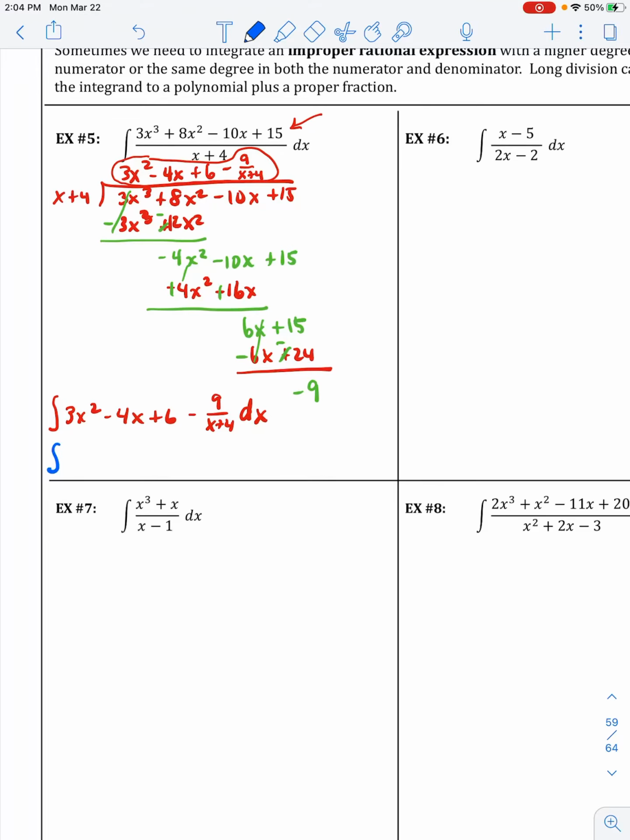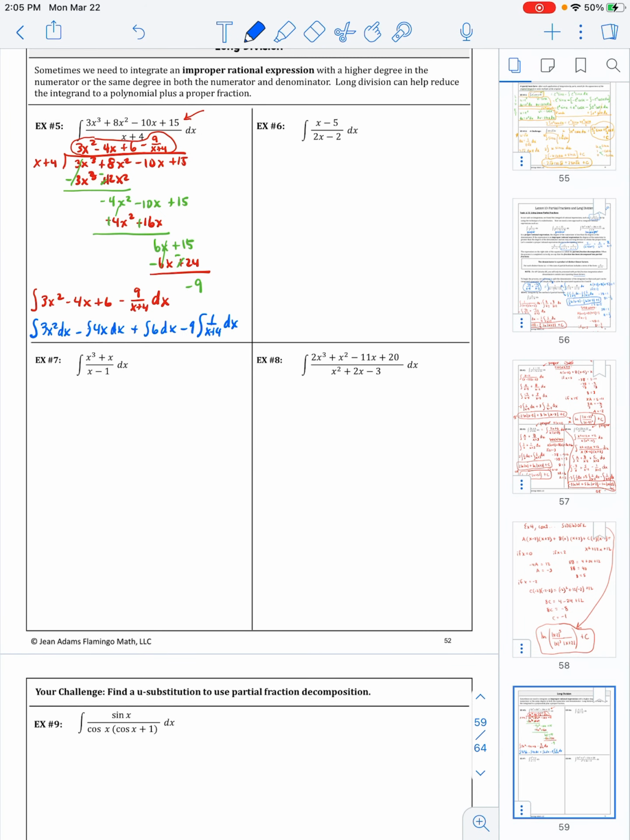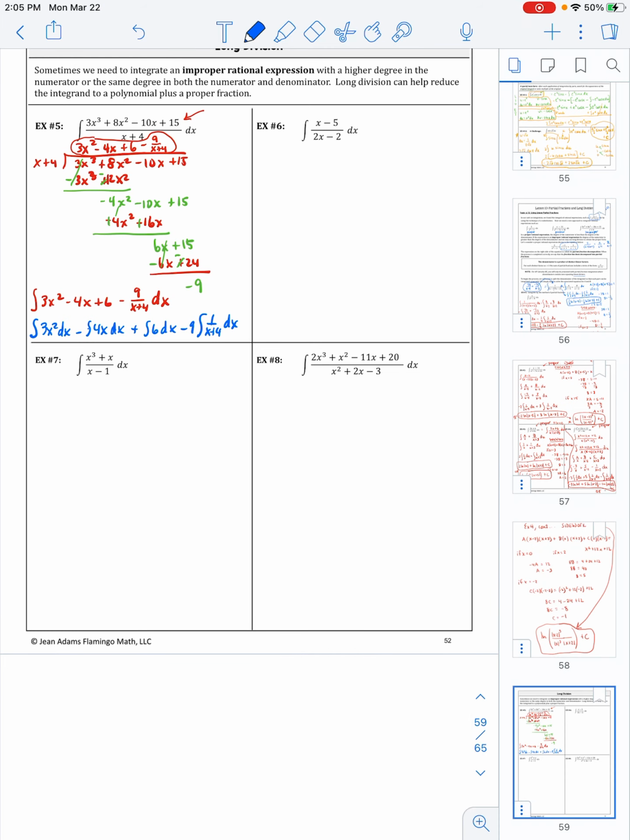Okay, back to the video. So I input my quotient in there, and now, of course, you can look at it if you want to as all of these different integrals. I'm going to pull that -9 out. And I'm going to go ahead and add a page here like I did before. And we will continue this down here.